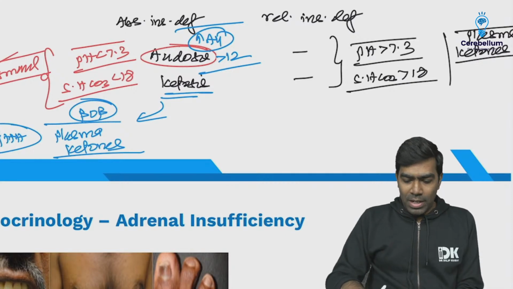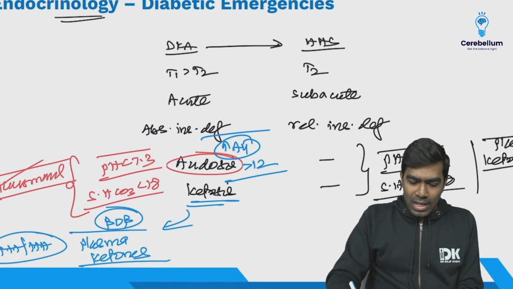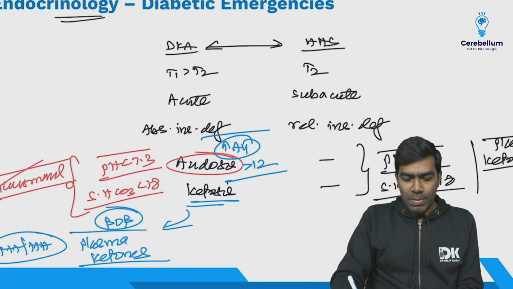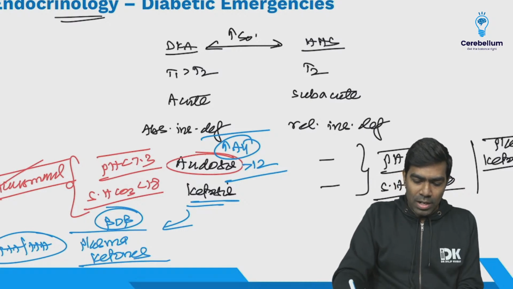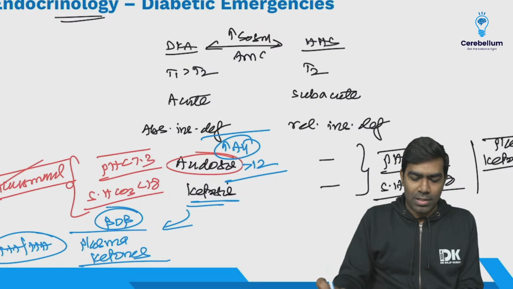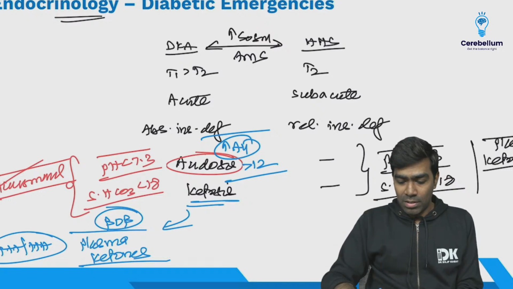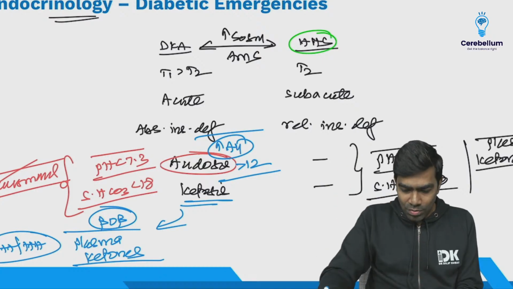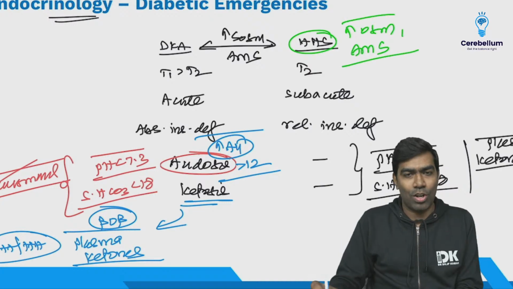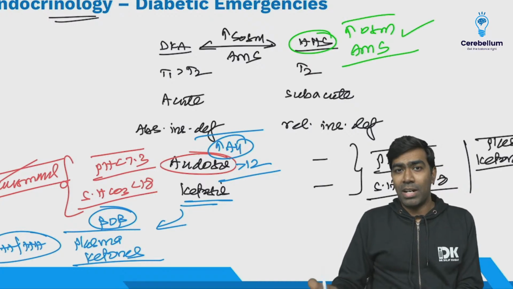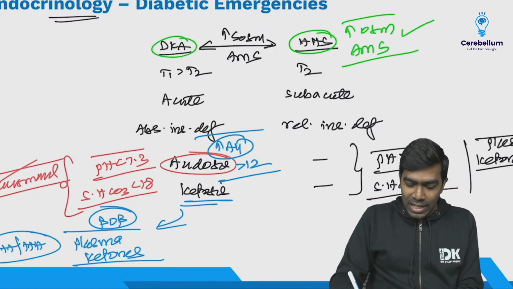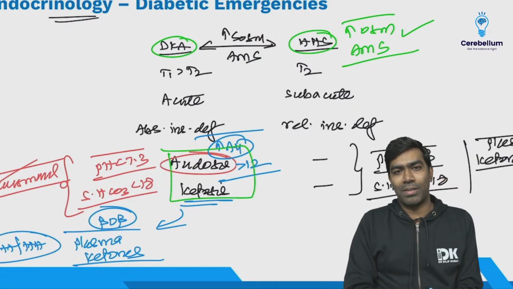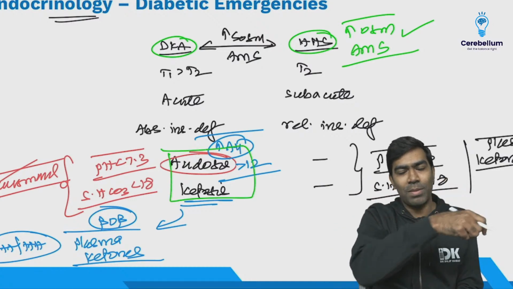And what is the problem in HHS? Remember, both DKA and HHS patients can have increased serum osmolality, and both can have altered mental status. But remember, HHS patients come to the hospital only because of high osmolality and altered mental status. This is the one that brings the patient to the hospital. Remember, in DKA, the ketoacidosis is the one that brings the patient to the hospital. Because of ketoacidosis only, the patient is coming to the hospital.